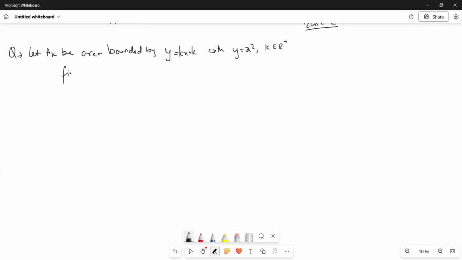k tending to infinity AK by k cube. AK is the area bounded by y equal to kx plus k with y equal to x square, where k is a positive real number. Find the limit of AK by k cube, k tending to infinity. One by three.